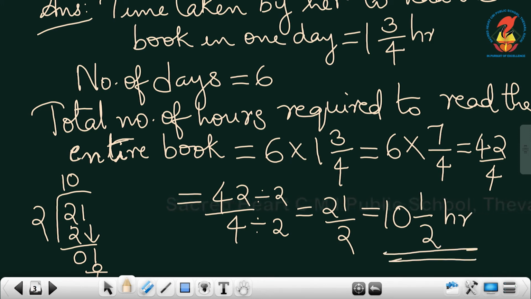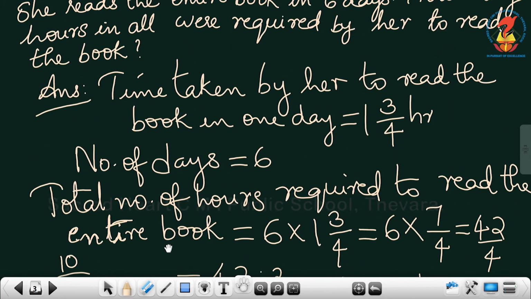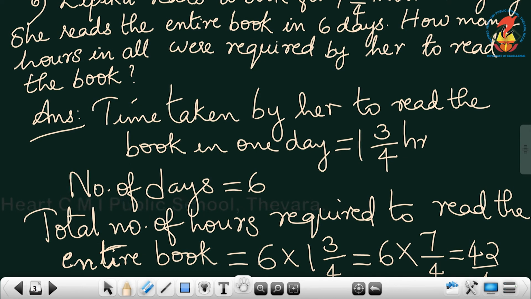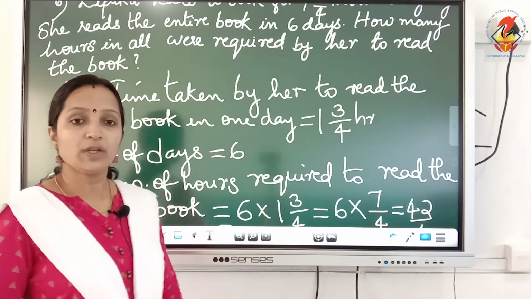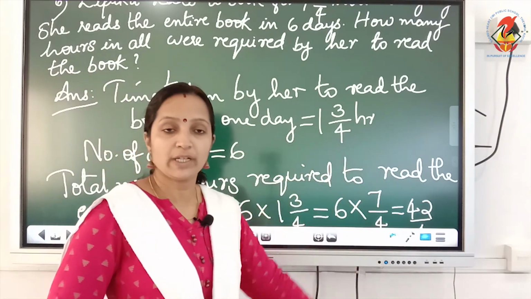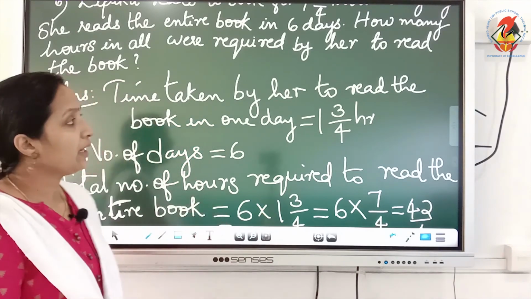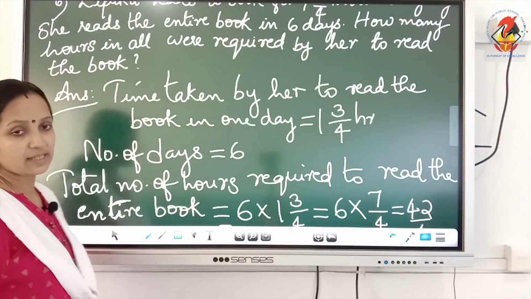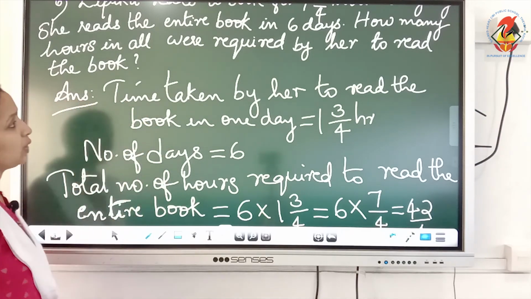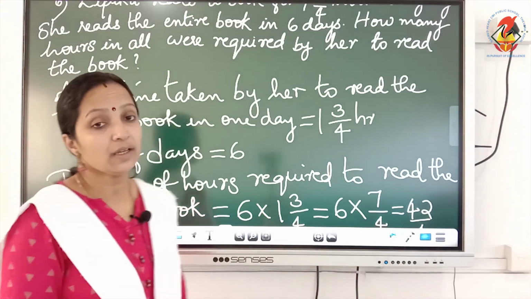10 1/2 hour. Okay children, what is given there in the question? Time taken by her to read the book in 1 day. She is taking 1 3/4 hour for reading a particular book. And how many days are given in the question? 6 days are given. The question is how many hours in all were required by her to read the entire book.